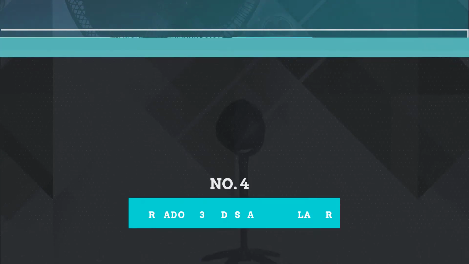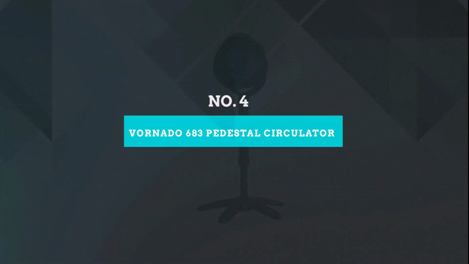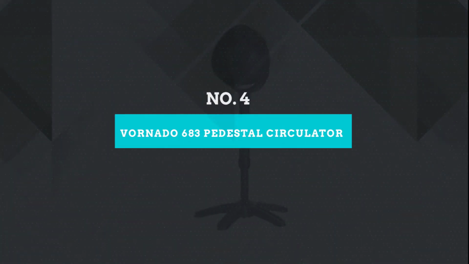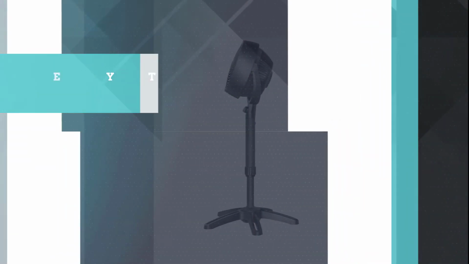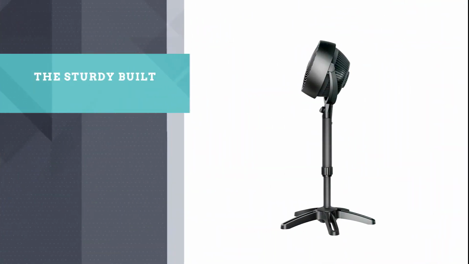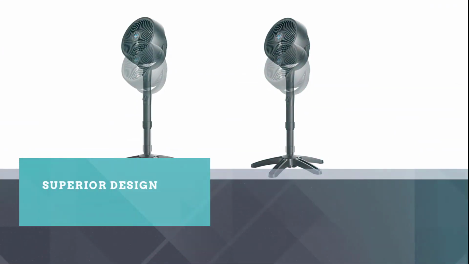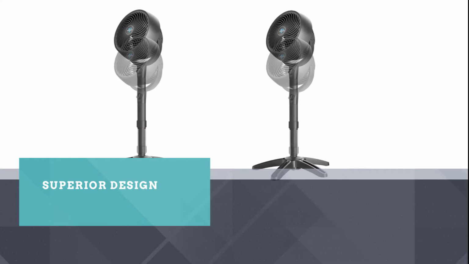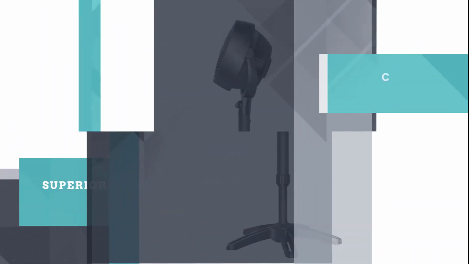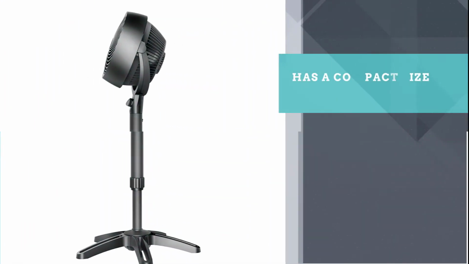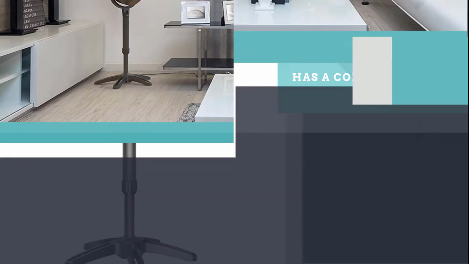Number 4. Vornado 683 Pedestal Whole Room Air Circulator. The overall aesthetics of this fan is eye-catching and unique with exceptional functionality. With a distinctive signature grille and well-pitched propeller, it's a strong contender to other quality pedestal fans. It's a compact product which doesn't require much space, and it can move air to almost 75 square feet.